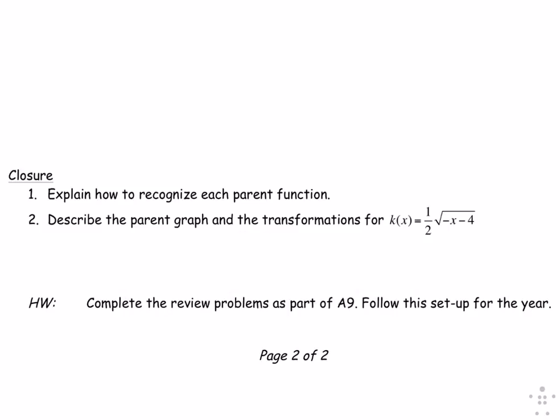Wrapping up the note sheet, we have this closure. So explain how to recognize each parent function. You could come up with your own ways of doing that, but linear is a line, quadratic is a U, cubic is like a snake across the x-axis. The square root, that curl to the right kind of looks like a square root symbol, or just remember that it's the inverse of quadratic, so it's half a parabola on its side, opening up to the right or left instead of top or bottom for a regular y equals.